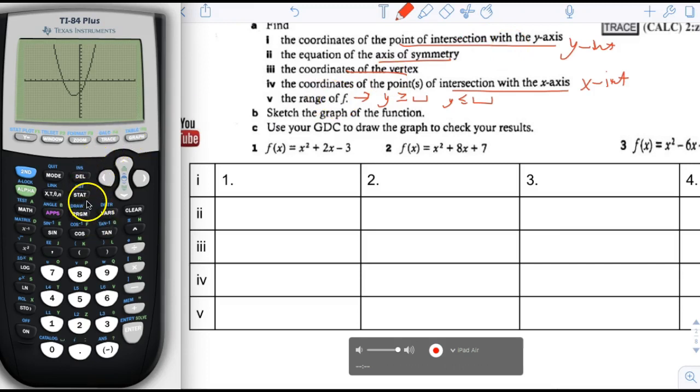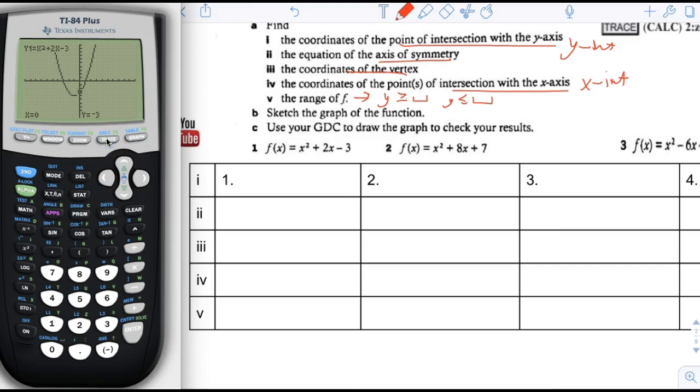The quickest way is probably to use trace. If we do trace, some of you know trace because it puts a cursor here and you can move it around with the arrows and find different places. The best way to use trace is to type in certain values of x. For example, if I typed in 2, it would give me the point 2, 5, because that's one of the points on the quadratic.